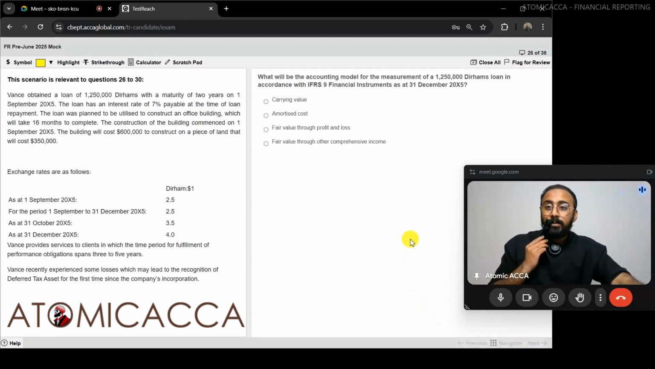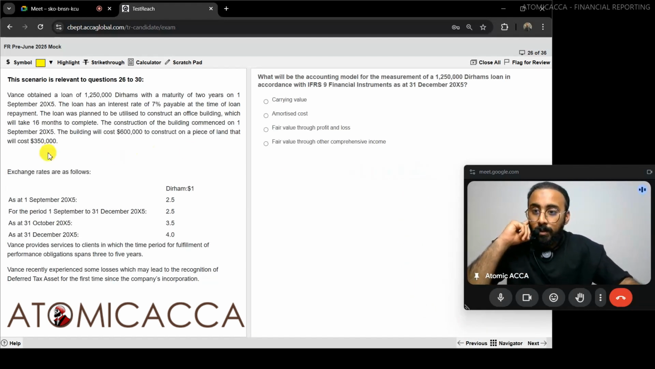Moving to the final case study within section B. We'll just read this and get an understanding. Vance obtained a loan for 1,250,000 dirhams with a maturity of 2 years on 1st September 20x5. The loan has an interest of 7% payable at the time of loan repayment. The loan was planned to be utilized to construct an office building, which will take 16 months to complete. Construction of the building commenced on 1st September x5. When did you take the loan? 1st September x5. And construction began on the same date.